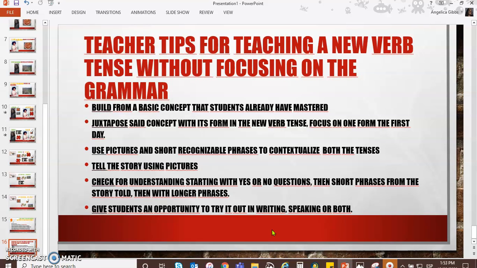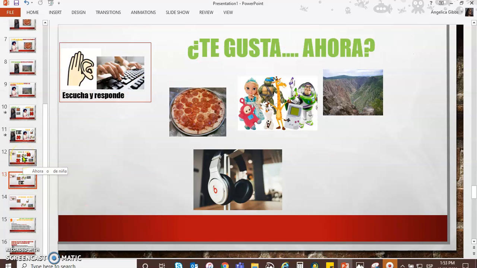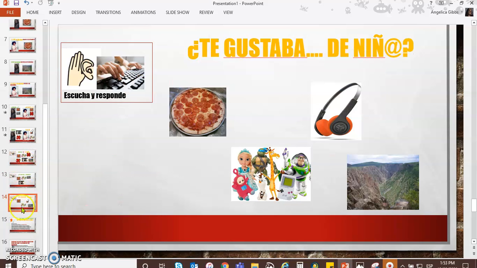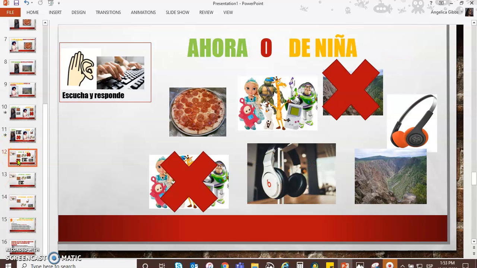There was a check for understanding. First, all I wanted the kids to do was answer yes, no, me gusta, no me gusta, me gustaba, no me gustaba, work that up to short phrases, have them type up the short phrases, me gusta, me gustaba. And at that point, you might have noticed that I took those phrases away from some of the slides so that kids could focus on actually writing those phrases. They even got practice with just answering with ahora or de niño, de niña.